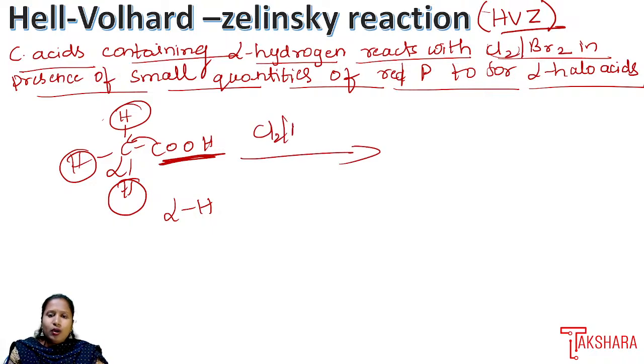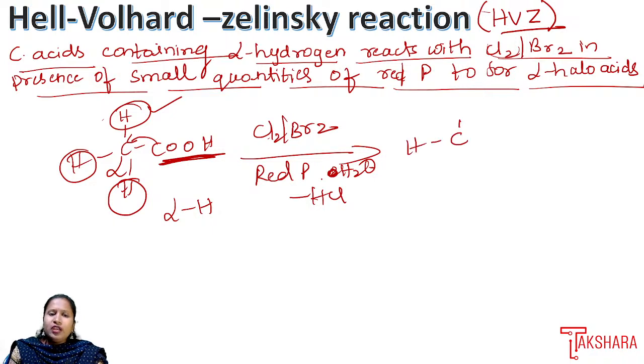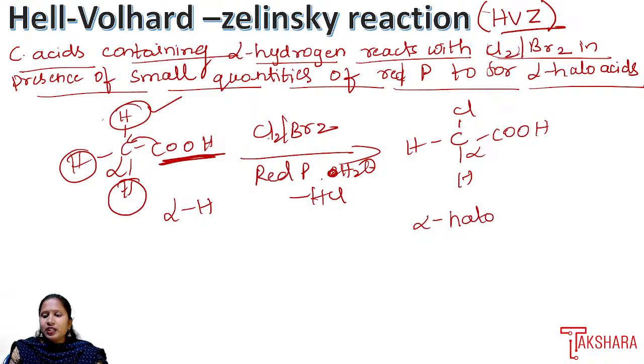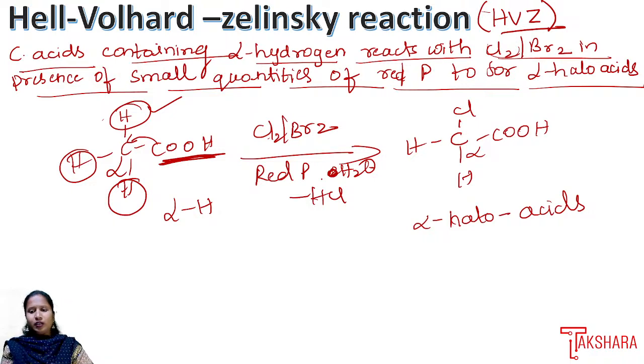So Cl2 or Br2, in presence of what? Red P, red phosphorus, and also water medium. So what happens? To form alpha halo acids, the formation takes place. Any one hydrogen atom is replaced by Cl, minus HCl is removed, and we get the product. So this is the alpha carbon atom, and the halogen attached to the alpha carbon gives alpha halo acids. If we get this product, it is called the Hell-Vollard-Zelinsky reaction.